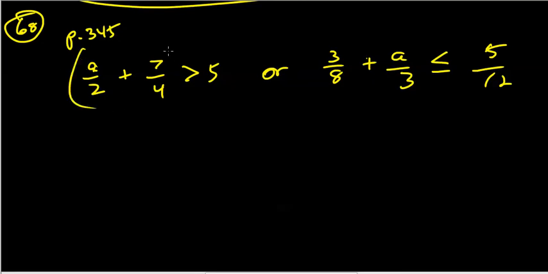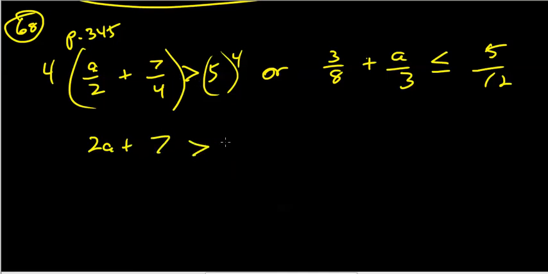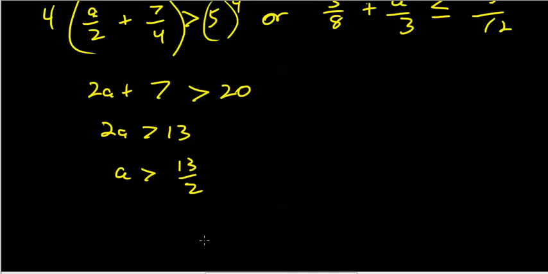Well, in this first branch here, if I multiply both sides by 4, I claim all these fractions will go away. 4 is the LCM of all these denominators. So 4 times a over 2 is, of course, 2a. 7/4 times 4 is just 7. And 4 times 5 on the right is 20. And I leave the arrow alone, right? I'll then subtract 7 from both sides, leaving the arrow alone, and then dividing by 2, leaving the arrow alone. I get a is greater than 13/2.